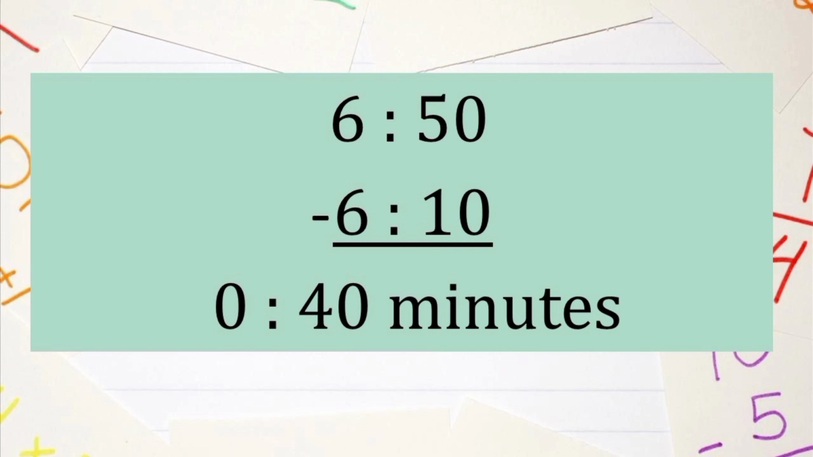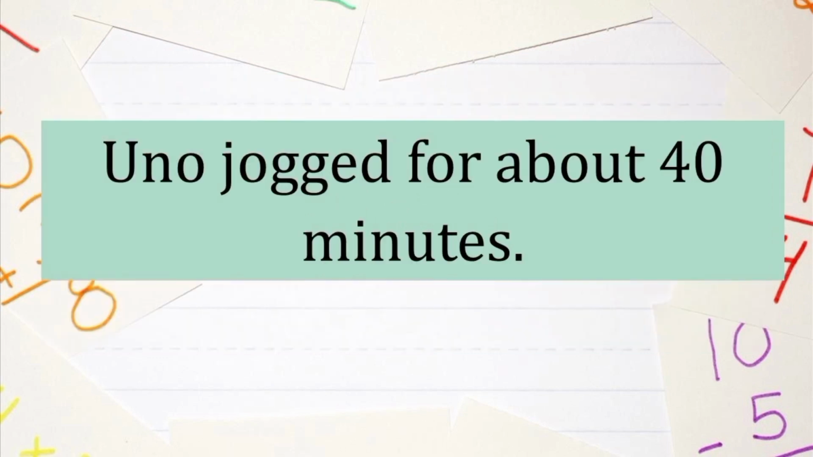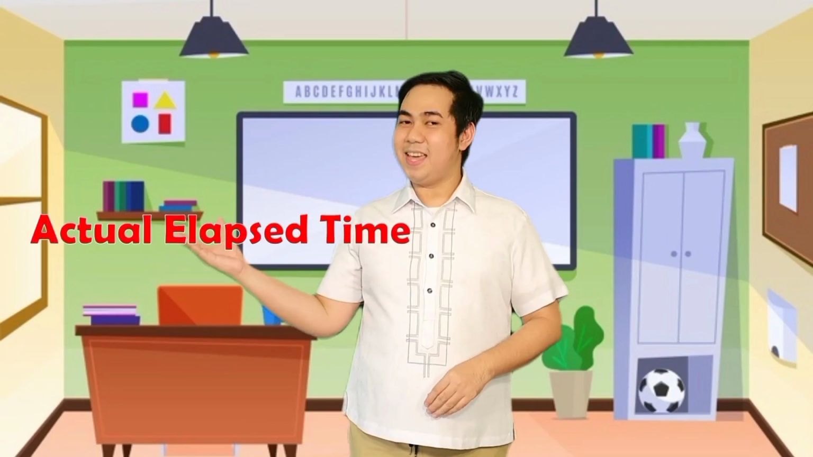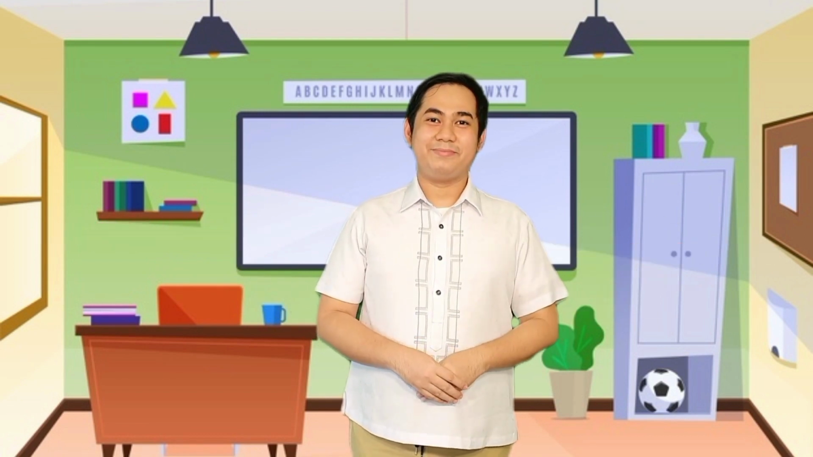6:50 minus 6:10 is equal to 40 minutes. Therefore, Uno jogged for about 40 minutes. Alright! We already tried solving the actual elapsed time and the estimated elapsed time. Now, let us try another example to help you answer our activities later on.